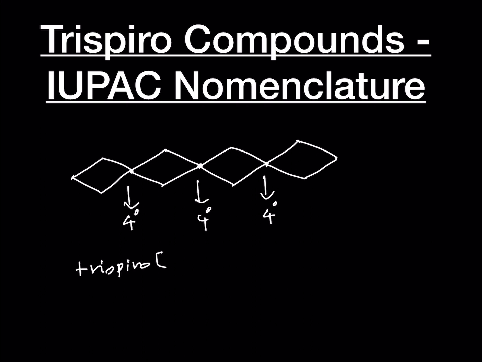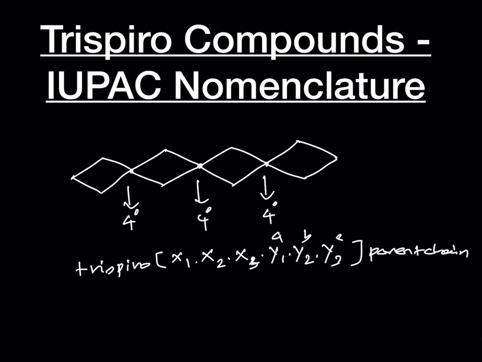And then we are going to have 6 different numbers in the square bracket: x1, x2, x3, and then y1, y2, y3. On top of that, we are going to have 3 different numbers as superscripts. Those are the positions of the spirocenters, and then the parent chain.